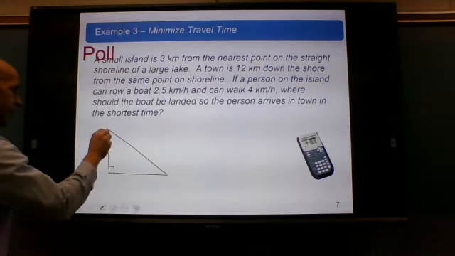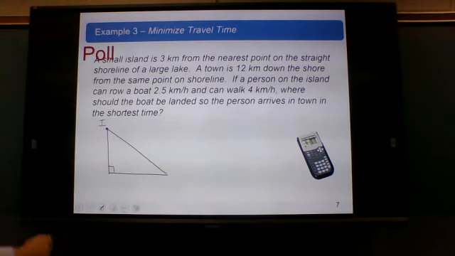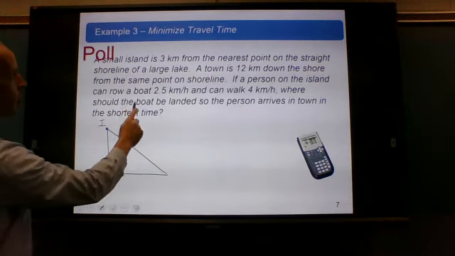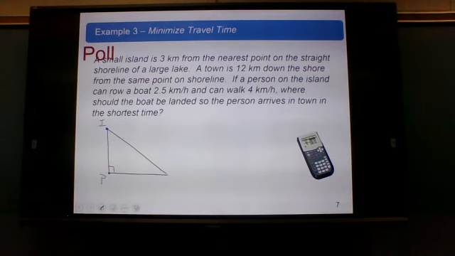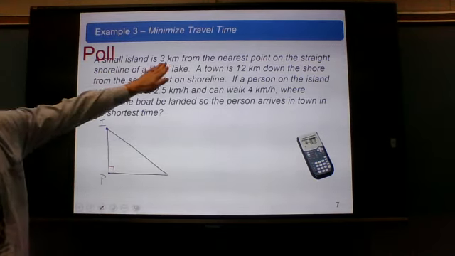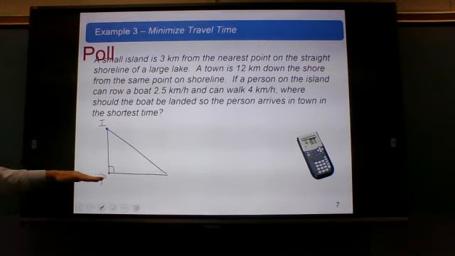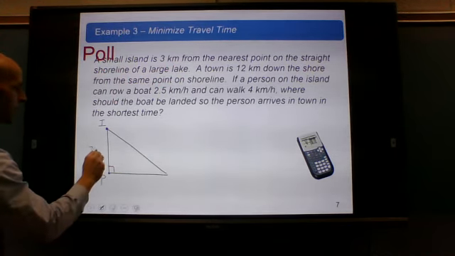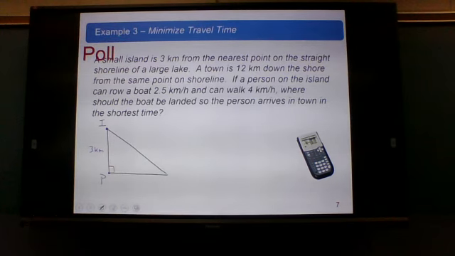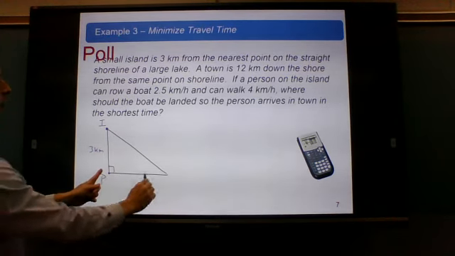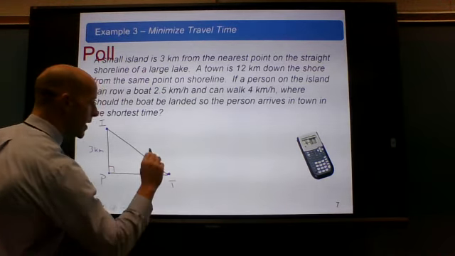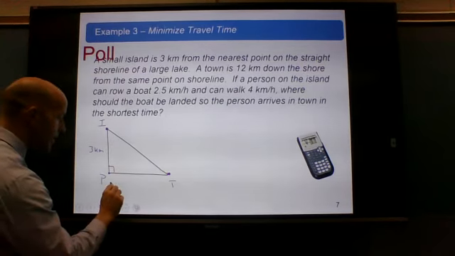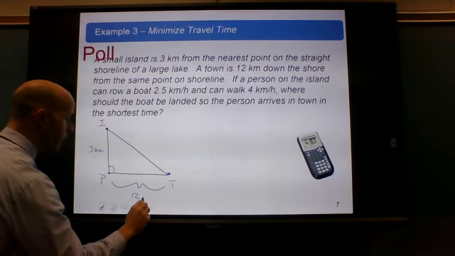This problem says that there's some island, I'm going to call it point I. There's some island that is out in a lake, and then on the shoreline, I'll say there's some point, we'll call it point P, and that distance, the nearest point, which would be this perpendicular distance right here, is going to be 3 kilometers. Then it says a town 12 kilometers from that same point on the shore. So I'm going to call this point over here point T. And I know that this distance right here turns out to be 12 kilometers.